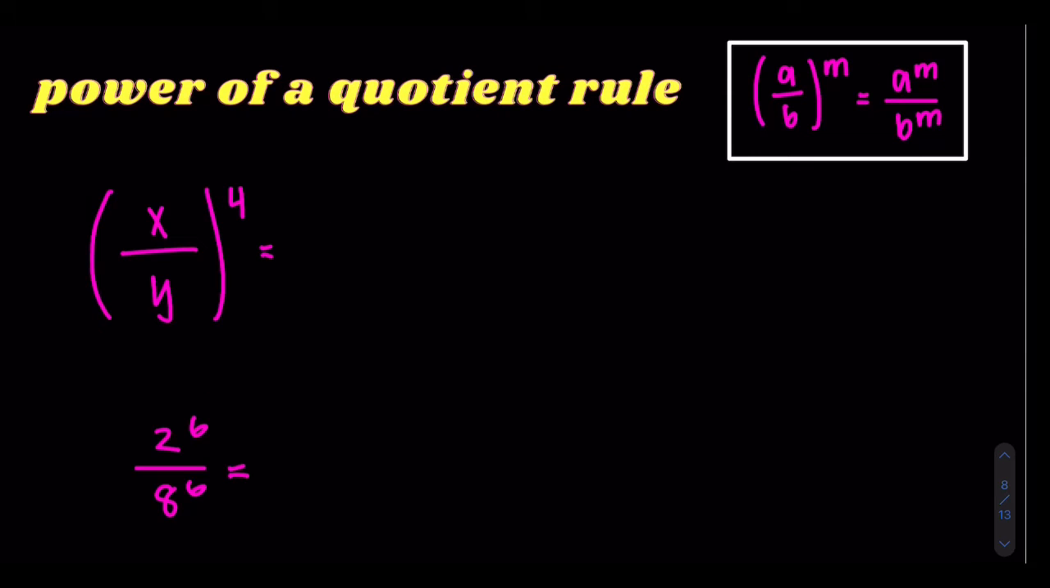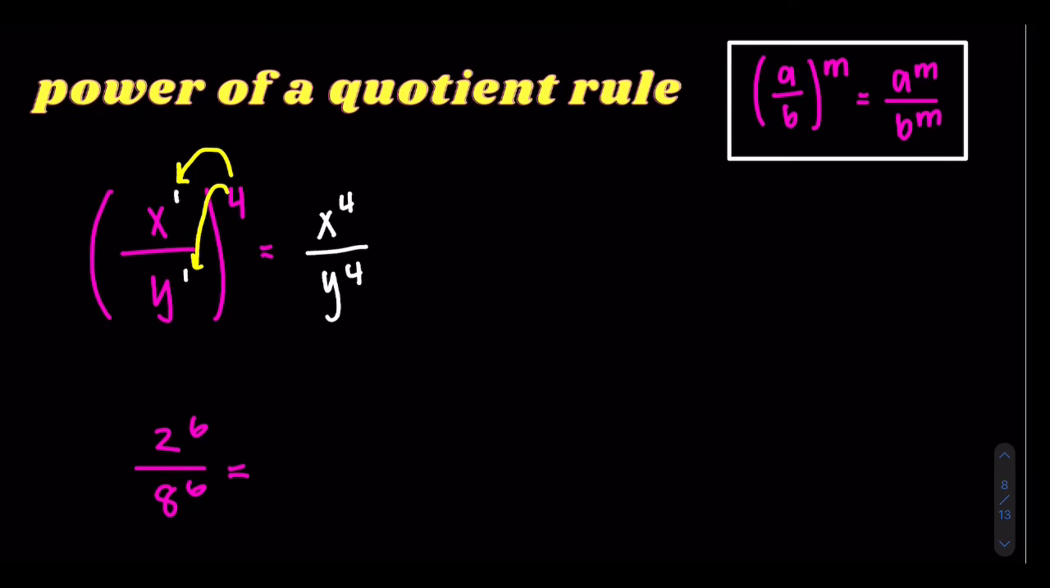In our top example, we have x over y to the 4th power. Remember that the exponent on each variable is 1 since there is no written exponent. Then distribute the 4 exponent to each. Then we can simplify this to x to the 4th over y to the 4th.